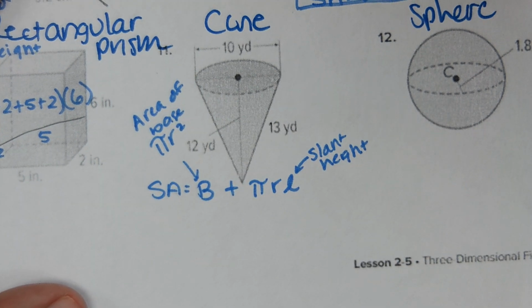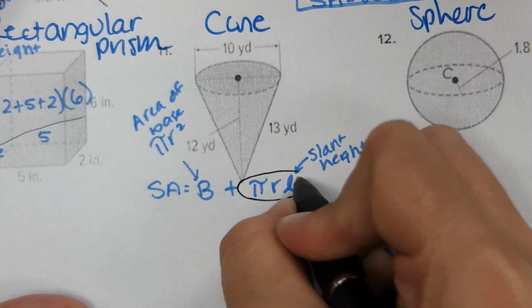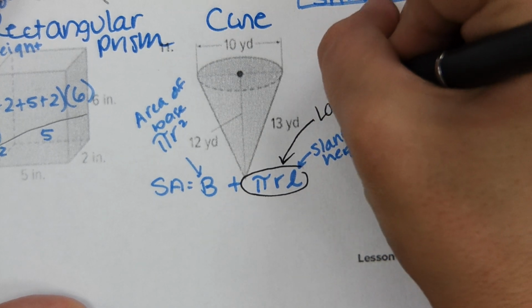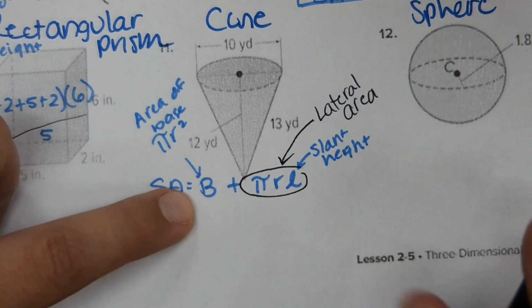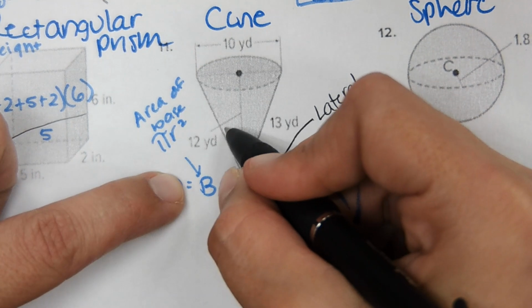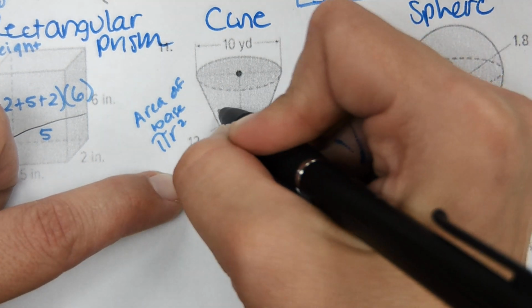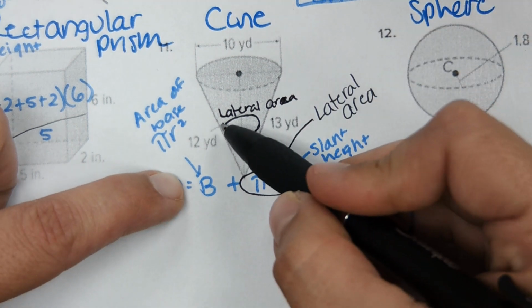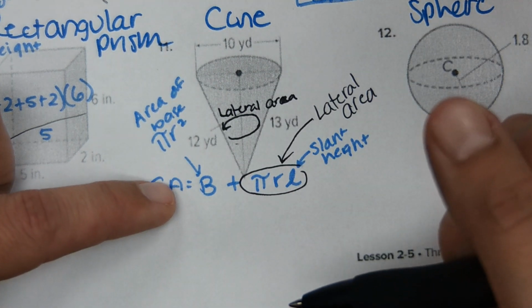Another thing that comes up in the homework and on testing and stuff, this is area of the base, of course. This part of the equation is also called lateral area. So this is the area of the base, and then this part around here is called the lateral area. So sometimes it'll ask just for the lateral area, meaning it wants the area of what's around it and not the base.